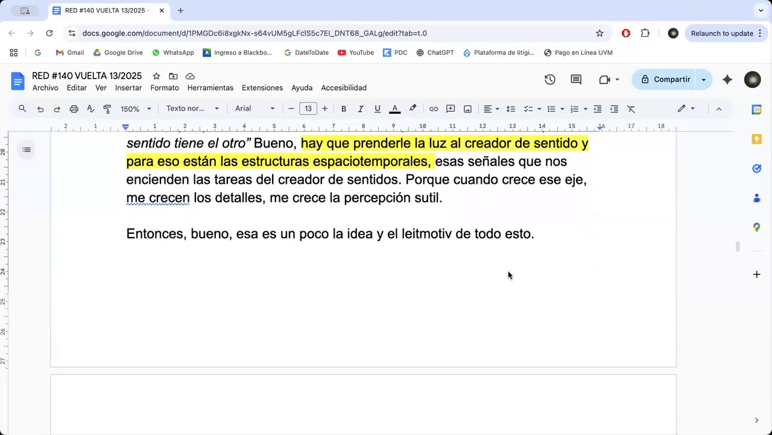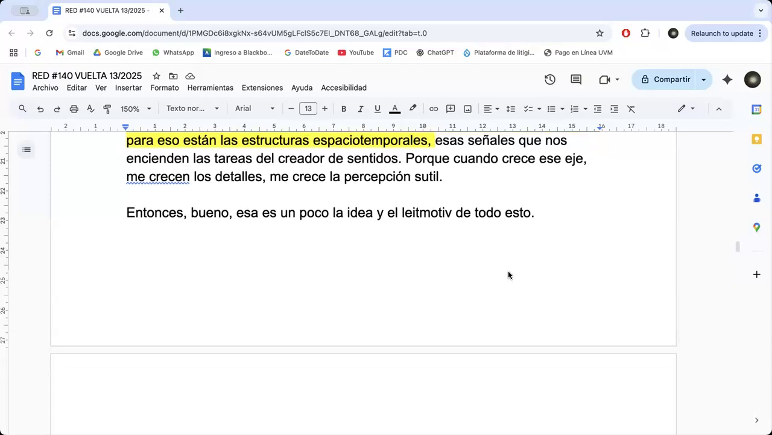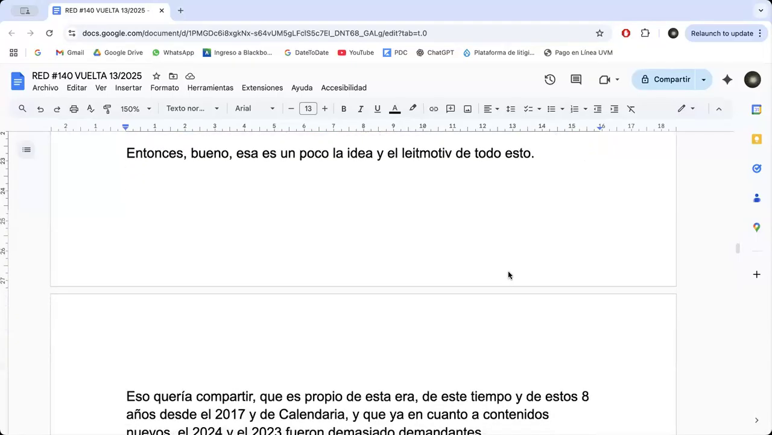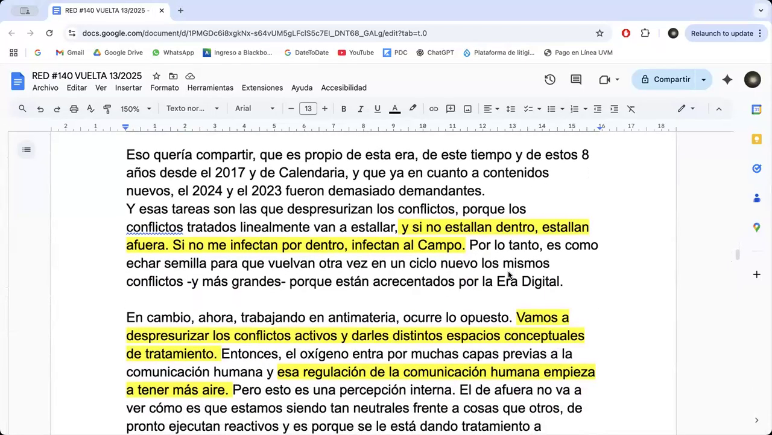Well, we have to turn on the light to the creator of meaning, and for that we have the space-temporal structures, which are these signals that light up the tasks of the creator of meaning. Because when that axis grows, the re-axis grows, the details grow. My subtle perception grows. So that is a little bit of the idea and the leitmotif of all of this. So she wanted to share that.